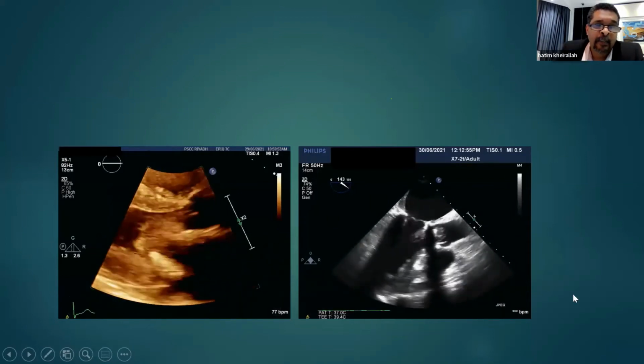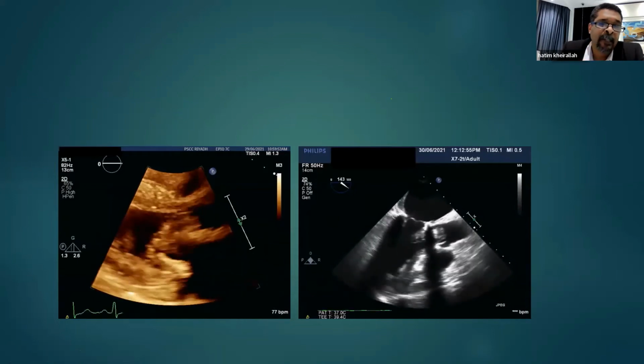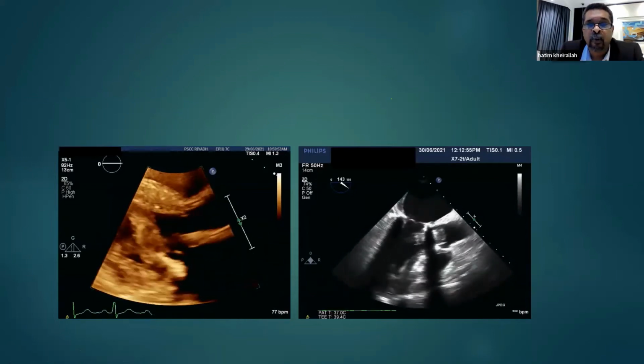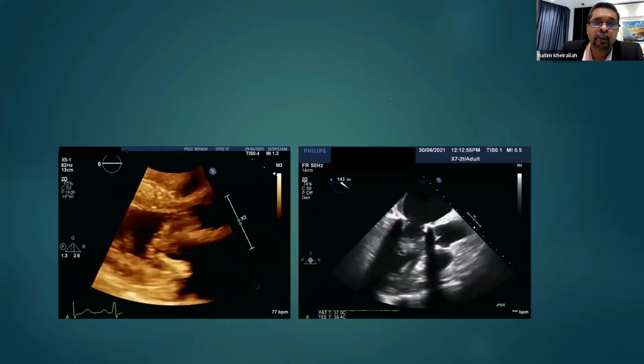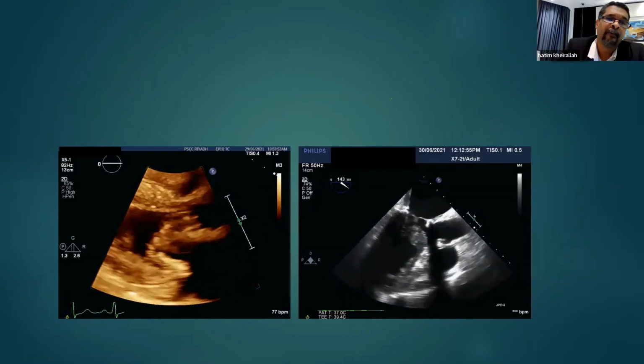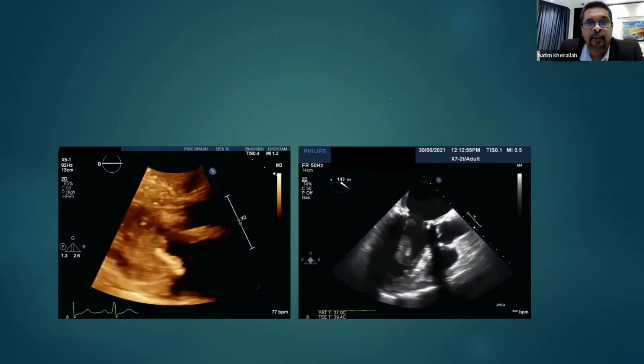It's a rare case, but sometimes masses might present acutely with obstructive lesions leading to acute hemodynamic effects like this patient.